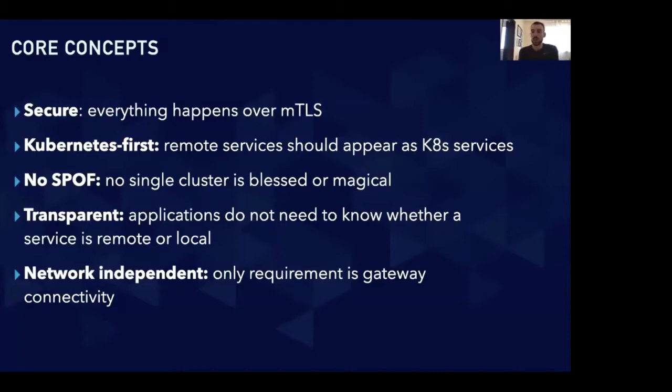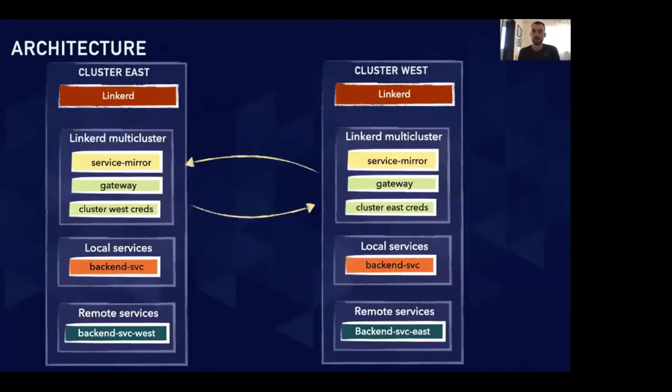So if we have to look at the architecture of this solution, it looks like this. If we have a cluster east and cluster west, and we're going to look at the demo in a bit, that's going to show this exact situation. These two clusters need to have Linkerd installed. And it's important to know that Linkerd needs to be installed with a trust root that is shared. So this enables automatic TLS across clusters.